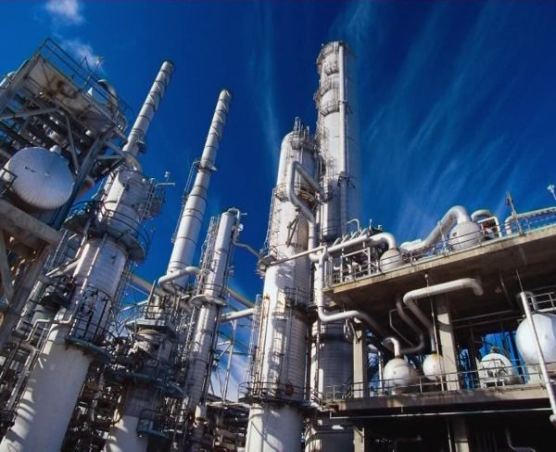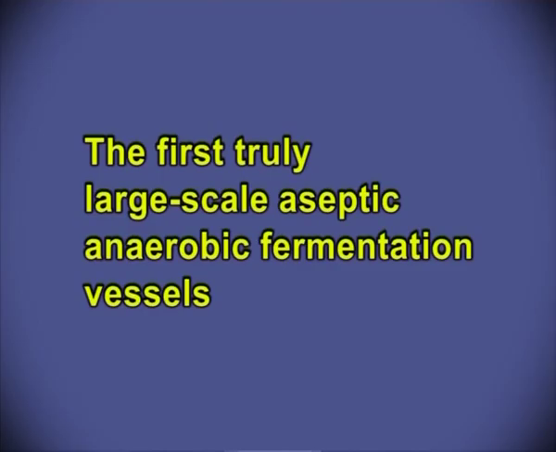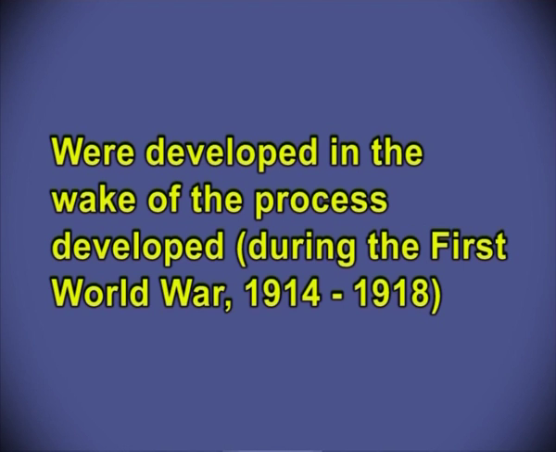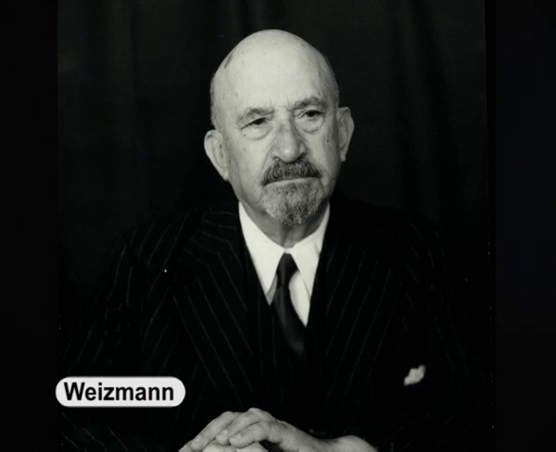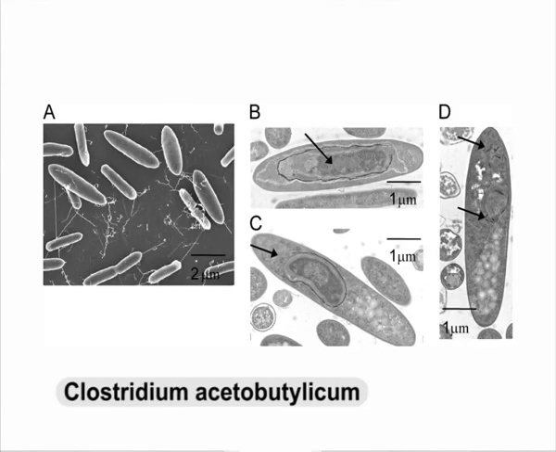In the chemical industry, vessels in which reactions take place are called reactors. Fermenters are therefore also known as bioreactors. The first truly large scale aseptic anaerobic fermentation vessels were developed in the wake of a process developed during the First World War, that is 1914 to 1918, by Weizmann and co-workers of United Kingdom to produce acetone by the deep liquid fermentation using Clostridium acetobutylicum.